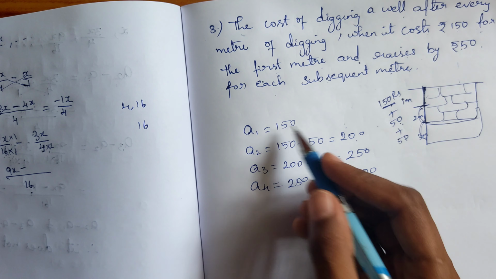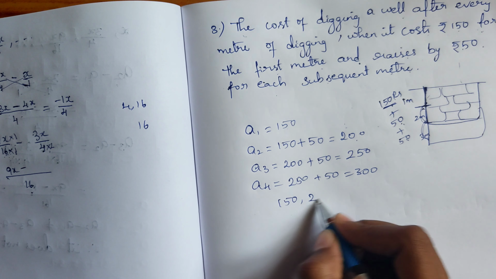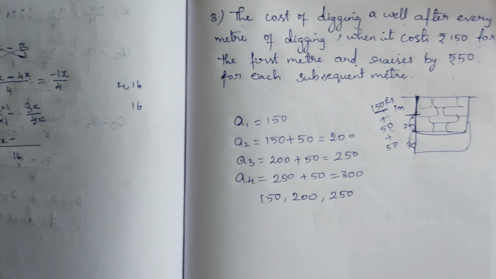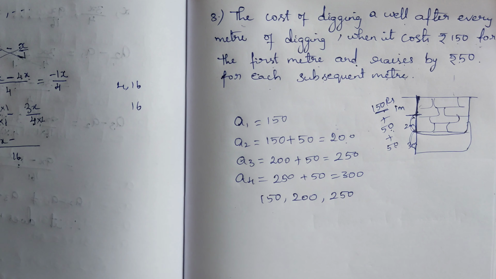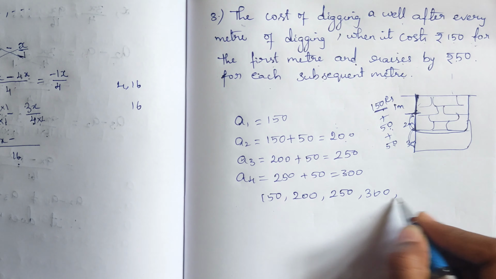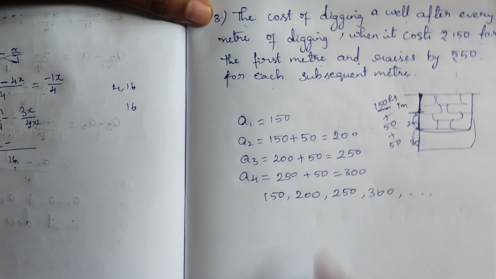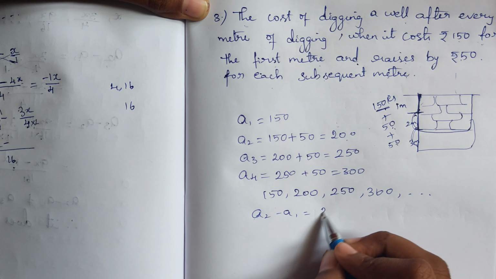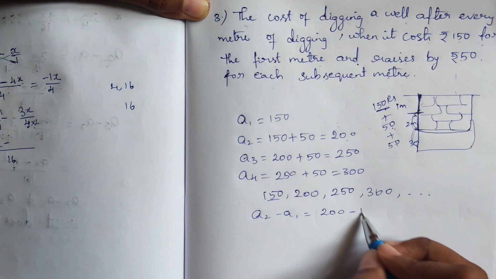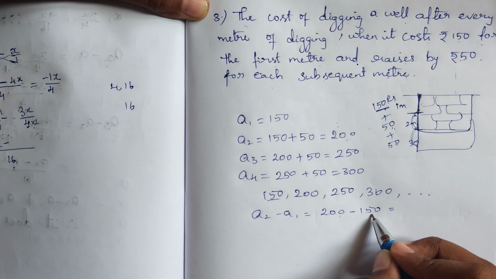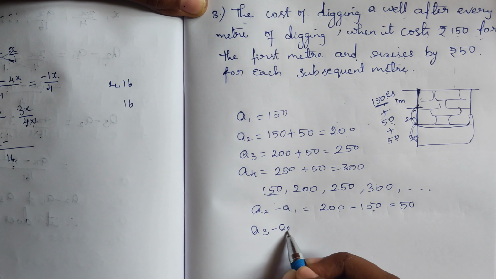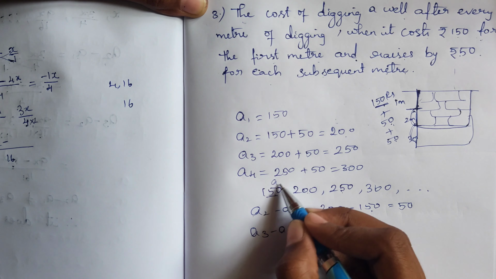So let us write the terms: 150, 200, 250, 300 and so on. So does it form an AP or not? Let us find. A2 minus A1 is, A2 is 200 minus A1 150. So 200 minus 150, what? 50. So let us do A3 minus A2. What is A3? This one. This is A1, A2, A3.